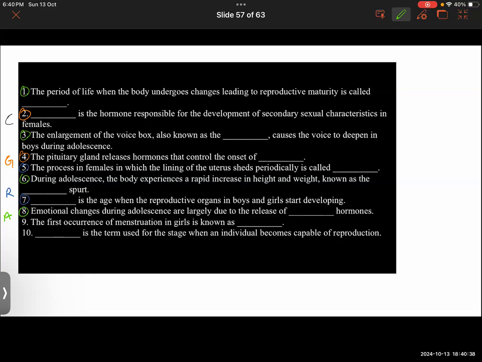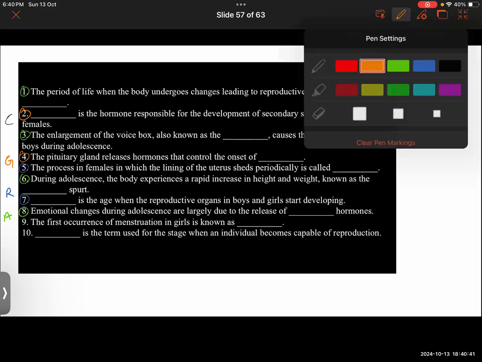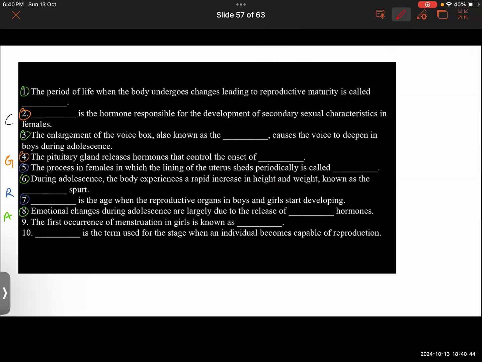You guys start answering it. The period of life when the body undergoes changes leading to reproductive maturity is called puberty. Good. The enlargement of the voice box, also known as the larynx, causes the voice to deepen in boys during adolescence. Very good. So this is basically the larynx, and we also know this by the name of Adam's apple. Exactly. Yes.